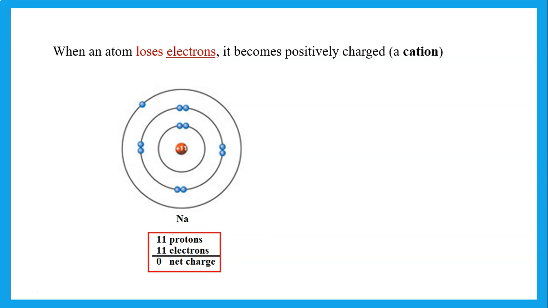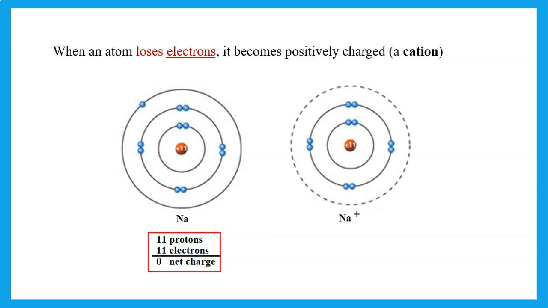The protons are positive, the electrons are negatively charged. So if I have equal number of positive and negative, the overall is 0. So the sodium atom originally has no charge. It is neutral. But if it loses that outermost electron, now it has 1 proton more than the electron. So instead of having 11 electrons, it now has 10 electrons. So it has 1 extra positive charge. So when an atom loses electrons, it becomes positively charged.